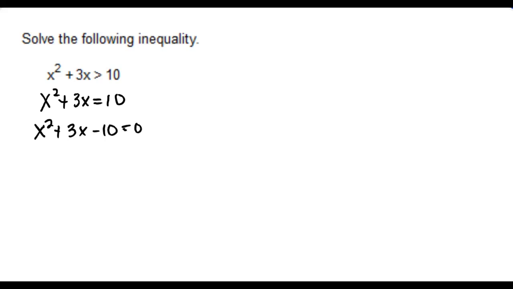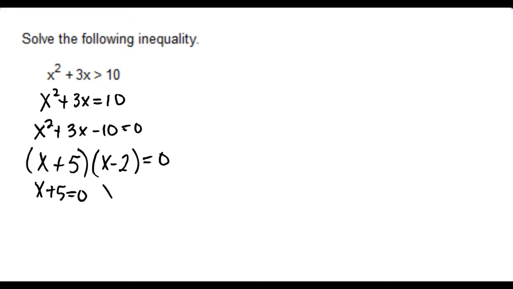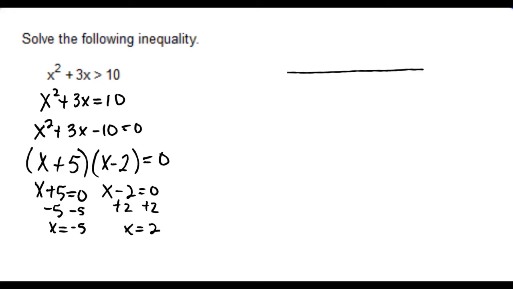So I have x squared plus 3x minus 10. We can factor this into x and x. 5 times 2 is 10, a plus on the 5, a minus on the 2. I can set each factor equal to 0 using the zero product property and get x equals -5 and x equals 2. I'm going to take those values and put them on the number line. I'm going to mark them out in order, -5 and 2.